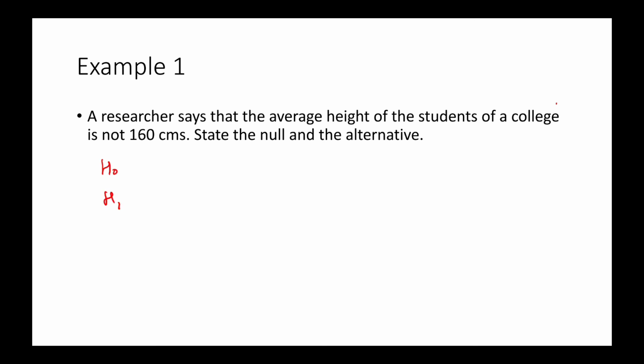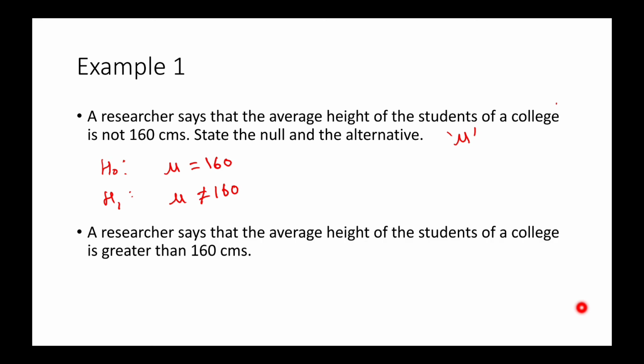Let's say the average height of the students of a college is denoted by mu. So remember, H0 is something which the researcher wants to disprove. Here what he wants to prove is that the average height of the students is not 160. So what he wants to disprove is that the average height is 160. And as we have learned, the alternative is just the alternate to the null. Hence the alternative would be mu is not equal to 160.